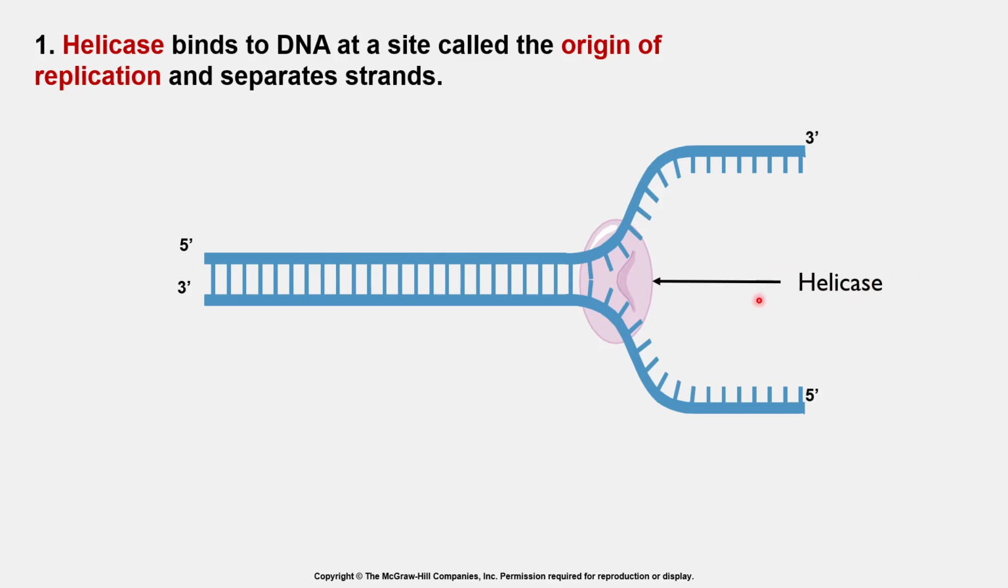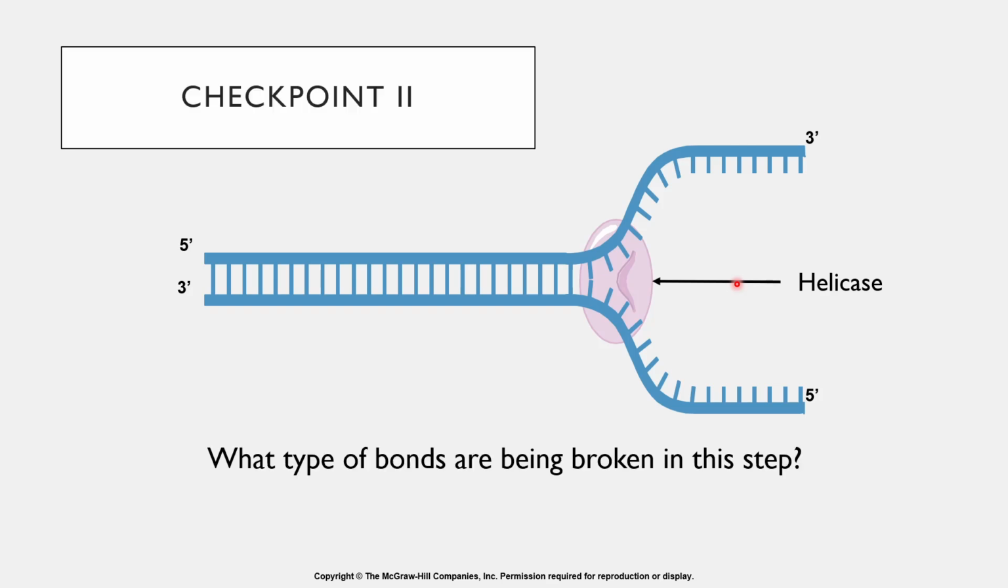And so I want you to tell me now in our second checkpoint here, what type of bond is helicase breaking when it pulls apart the two strands of DNA?